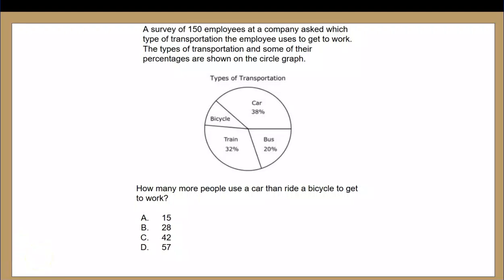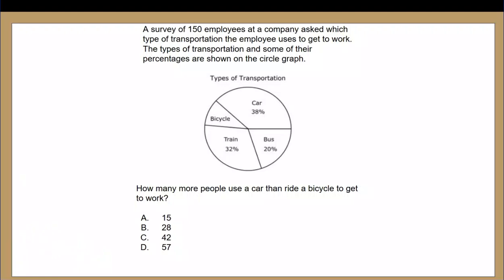A survey of 150 employees at a company asked which type of transportation the employee uses to get to work. The types of transportation and some of their percentages are shown on the circle graph. We can see that we have car 38%, bus 20%, train 32%, and bicycle. How many more people use a car than ride a bicycle to get to work?